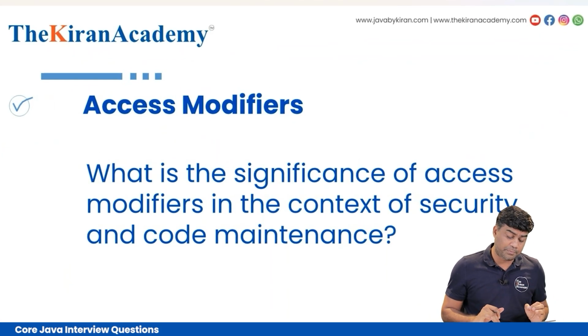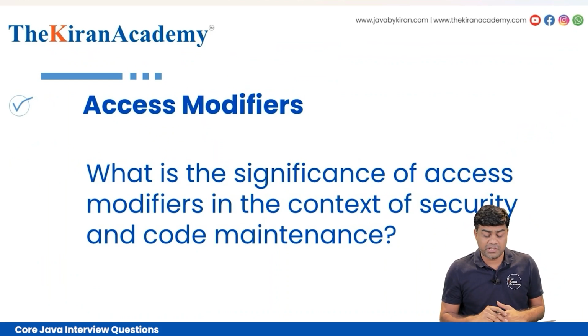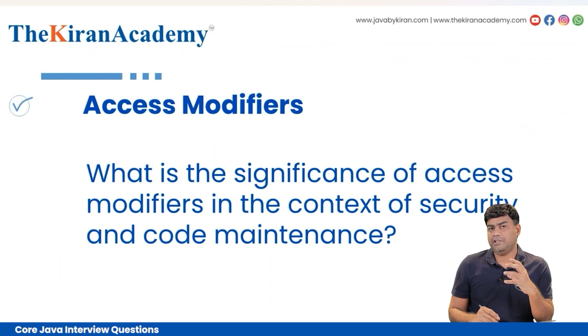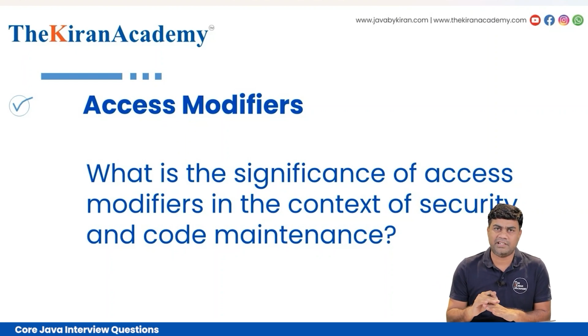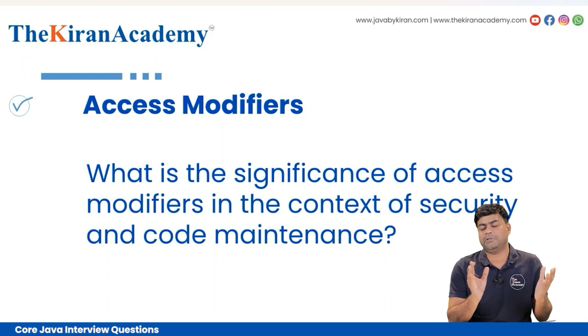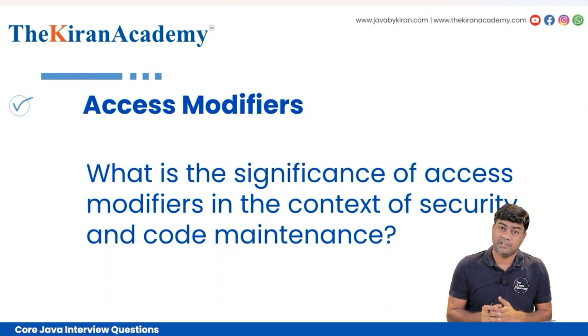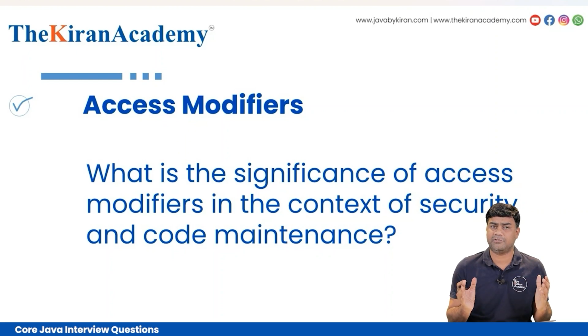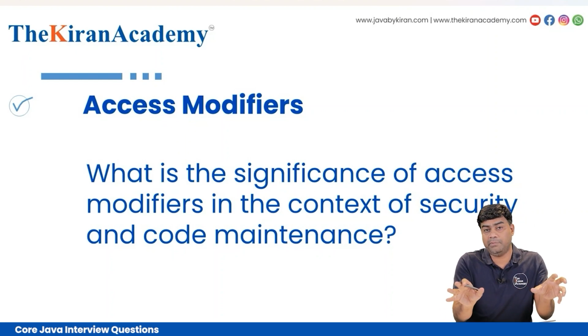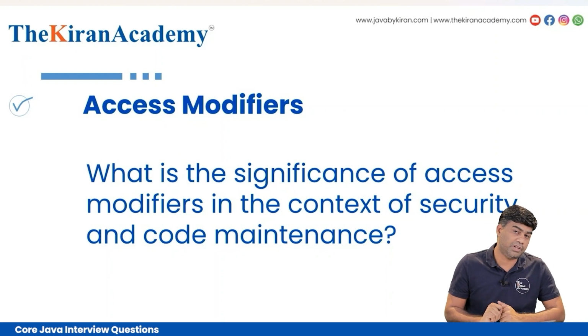What is the significance of access modifiers in context of security and code maintenance? This is the last question. Code maintenance means, see, if you want to make something private, it should be private. Because if you make it public, then others start calling it, and then in future you get to know, oh, this method should not have been used somewhere. Then it will be very difficult to control that. Therefore, give proper access modifiers so that our maintenance will be reduced. Code complexity will be reduced, because if 100 people will be calling, then removing that code is very, very difficult.